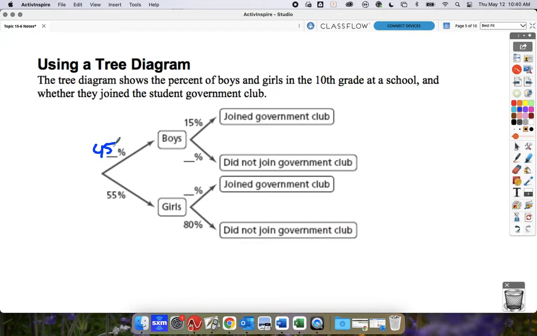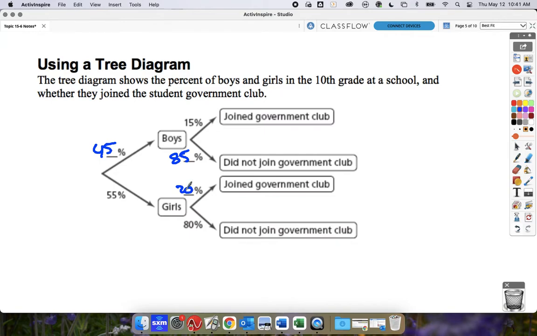Over here, if this is 15%, what does this number have to be? 85, because this is saying 15% of the boys joined the club, 85% did not. Does that account for 100% of the boys? Yes. 80% of the girls didn't join. How many girls did? 20%.